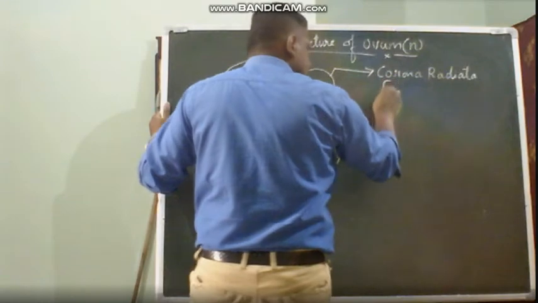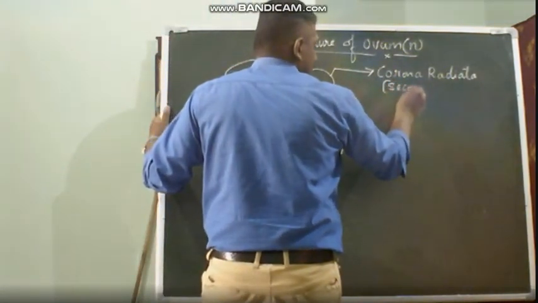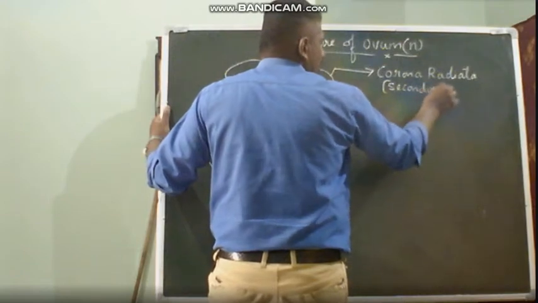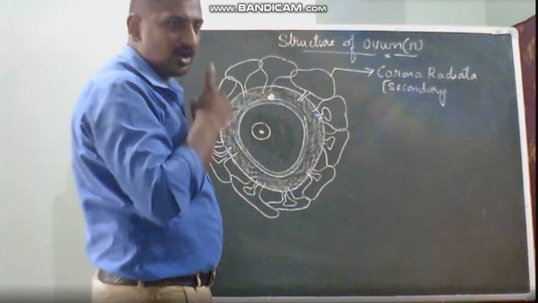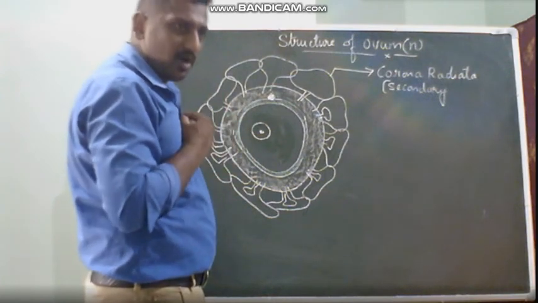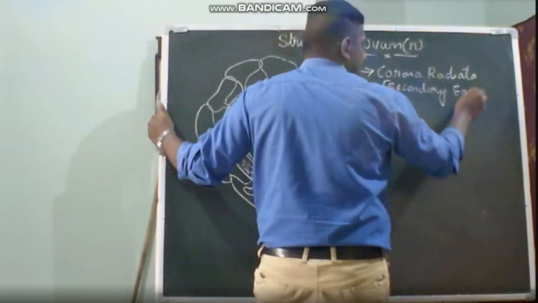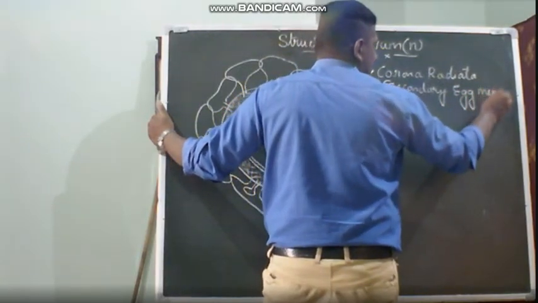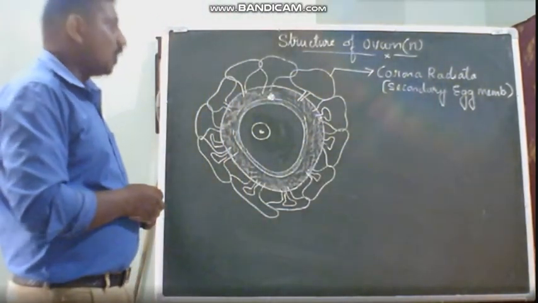People use this as secondary egg membrane, because it is not derived from the ova, it is derived from the follicular cells or the growing follicular cells or the cortical cells. So we're going to call it secondary egg membrane. I'll just put MEMB alone. Secondary egg membrane. Okay, fine.